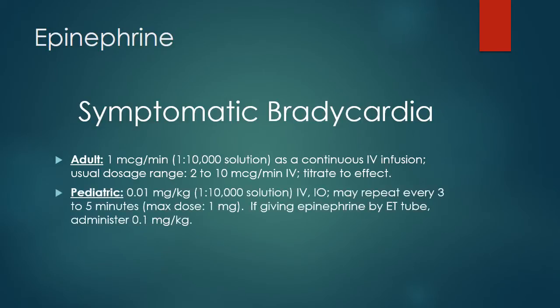Pediatric: there'll be 0.01 milligram per kilogram of the 1 to 10,000 solution, IV or IO, may repeat every 3 to 5 minutes for a maximum dose of 1 milligram. Does it sound familiar? It sounds like the cardiac arrest dosage. If you're giving epinephrine by the ET tube, endotracheal tube, you want to administer 0.1 milligram per kilogram.